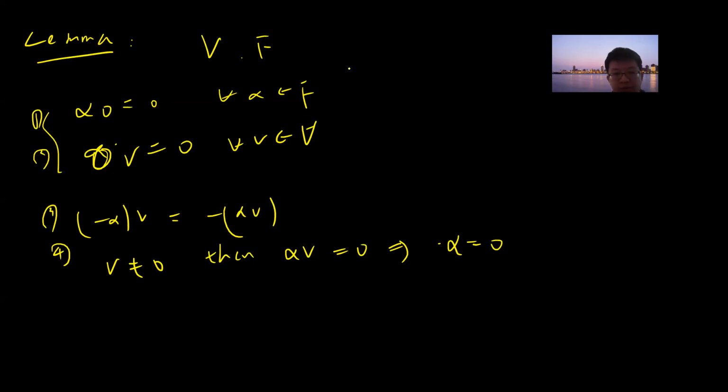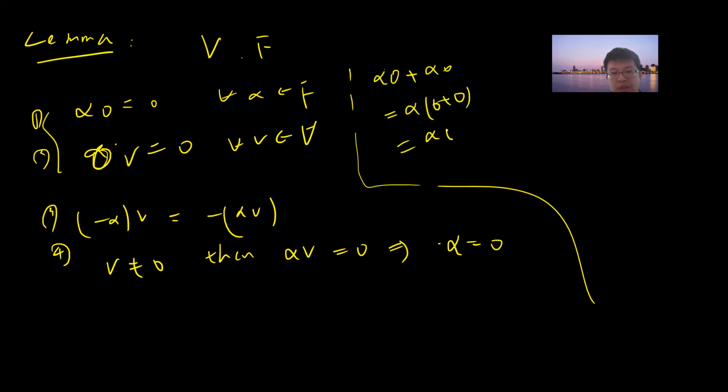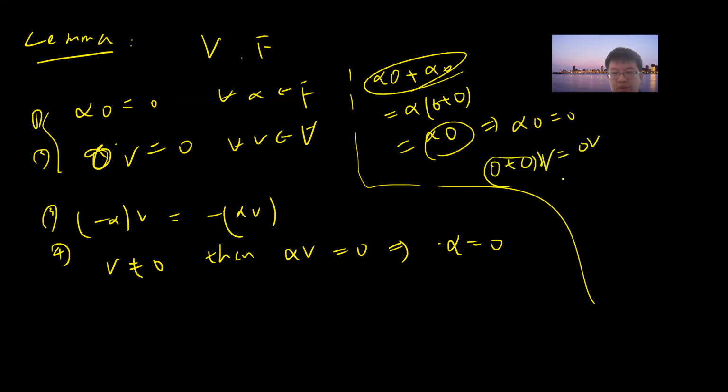Let me just prove some of them. This one is basically trivial, right? Because alpha 0 plus alpha 0 is alpha times (0 plus 0), which by axiom is alpha 0. So alpha 0 is 0, because alpha 0 equals alpha 0 plus alpha 0. And this one is the same reason, because 0 plus 0 times V is 0 V, so 2 times 0 V is the same as 0 V, so 0 V is 0. The third one, check by yourself.